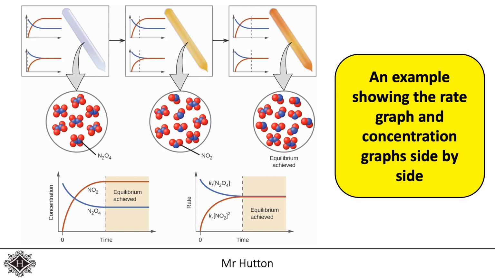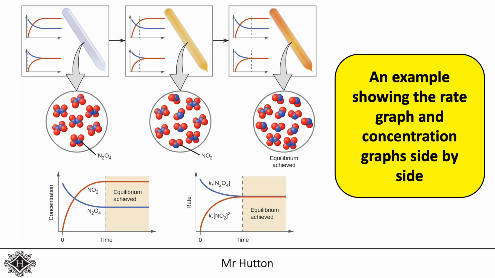So you can see that when we look at the concentration graph on the left, the NO2 starts off at 0 and then goes up, whereas the N2O4 starts off high up and then comes down. So where the equilibrium is achieved, where the rate of the forward and backward reaction is the same, as you can see in the second graph, at that point the concentrations of the two things are not the same.